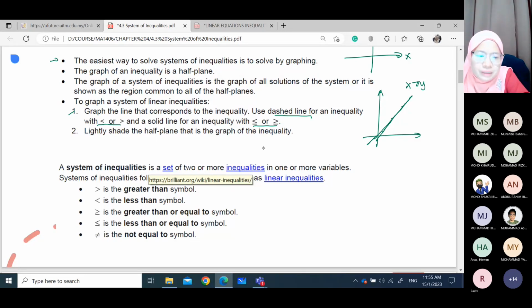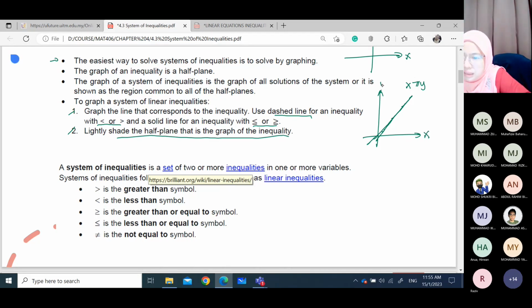Alright, so second, shade the half plane that is a graph of the inequality. So untuk shade region ni, kita kena tengoklah inequality dia bagaimana. So contoh kat sini, so this one is x-axis and up here is y-axis. So maknanya kat sini kalau kita tengok x greater than or equal to y. Okay, so bila x lebih besar, maknanya kat mana area dia? X sebelah, x sentiasa sebelah kanan lah. Sebab x lebih besar.